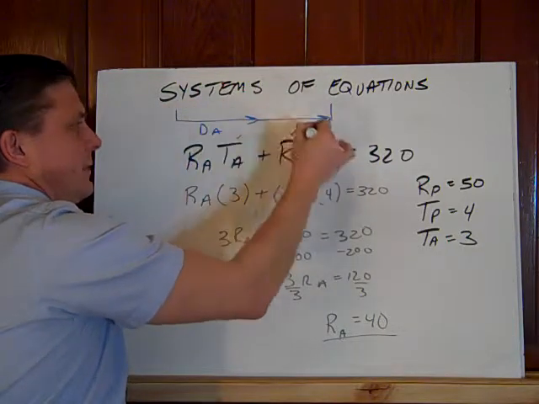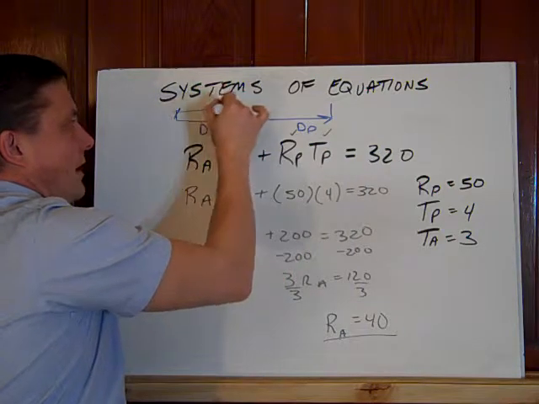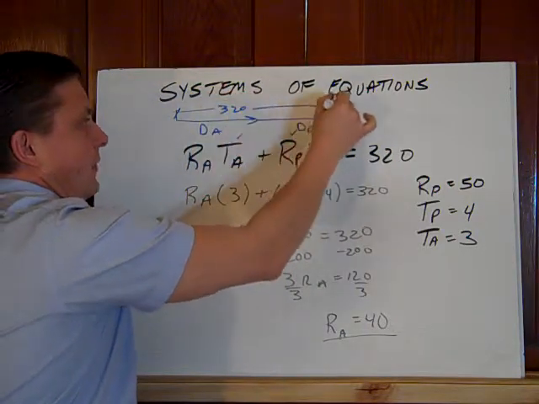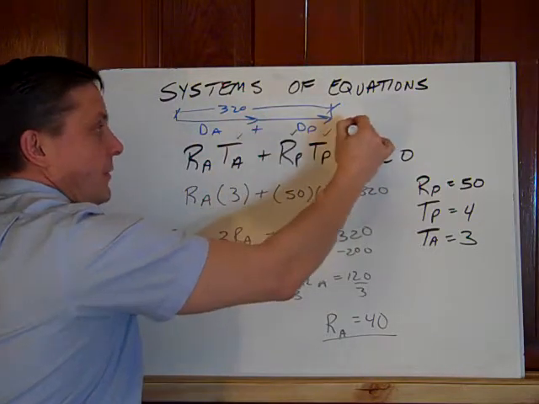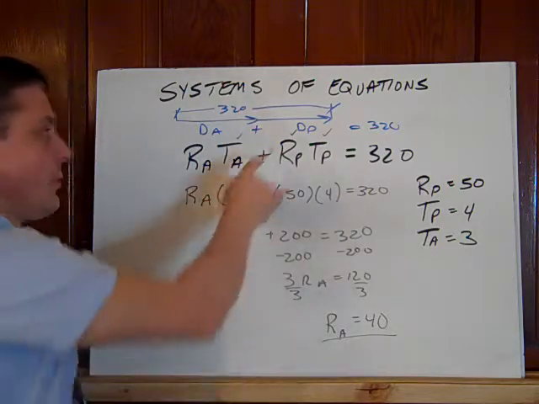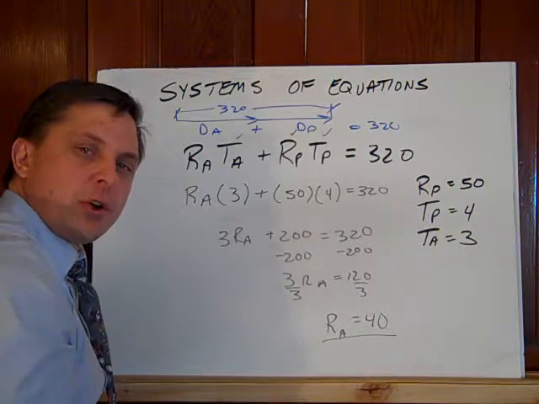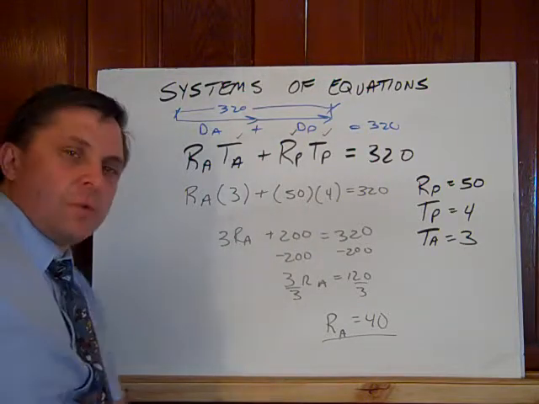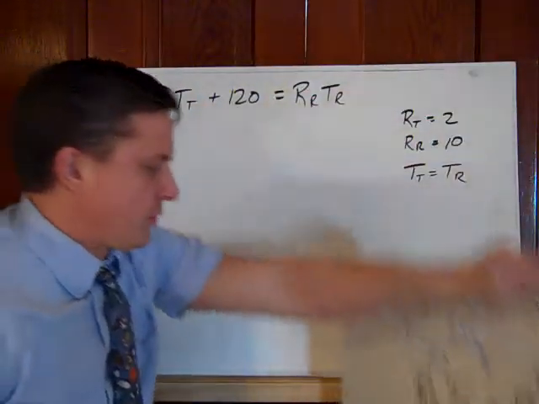Distance of Adam, distance of Peter, 320 miles. And the first thing that happens is dA plus dP equals 320. But anytime we have dA, we're going to get RATA. Every time we have distance of Peter, we got rate of Peter, time of Peter. It's something we'll talk about as we go forward. I just want to realize that that's what this is doing. Next, we just have 3 more examples.